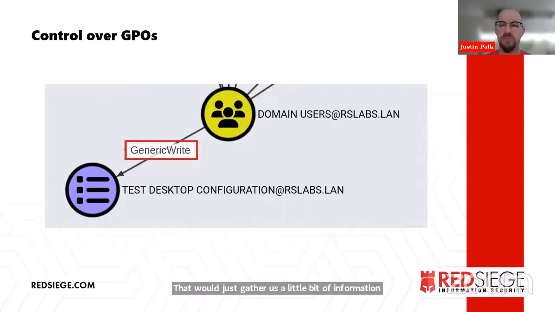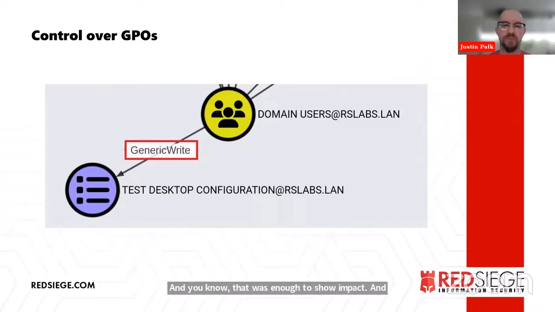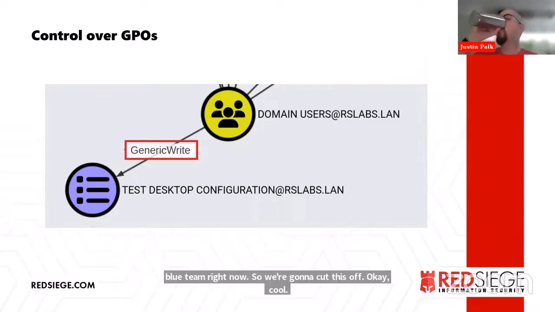Within a few minutes, I was starting to get pings back from various machines in the network. We cut it off when we had gotten about 150 PowerShell alerts in their SIEM. That was enough to show impact, and they said, okay, you're drowning our blue team right now, so we're going to cut this off. I said, okay, cool. And I have to admit, it was a lot of fun, but I wouldn't normally do this.